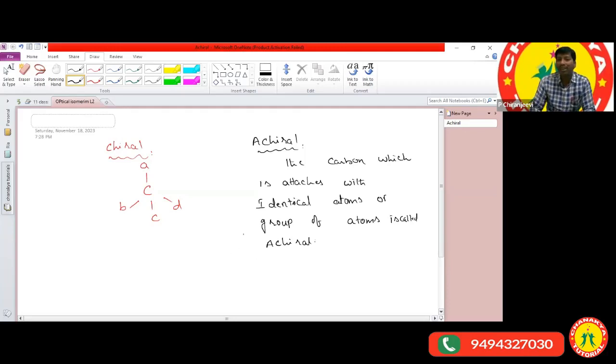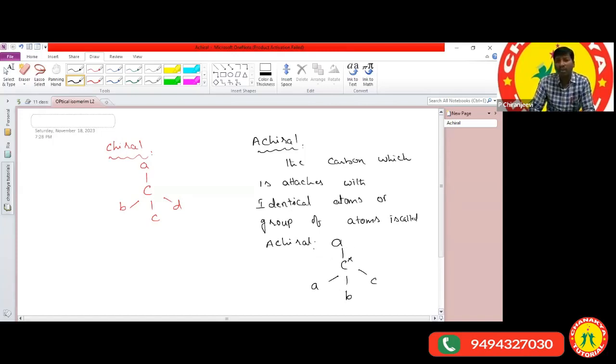What example can we write for achiral? A general example: C bonded to A, bonded to B and C. If the given compound is either chiral or achiral, we call this achiral. Sir, how are you telling that this is achiral? Here in the structure, the carbon is attached with two identical atoms. Generally chiral means four different atoms or groups of atoms have to be there, then only we call it chiral. But this one is attached with identical atoms.